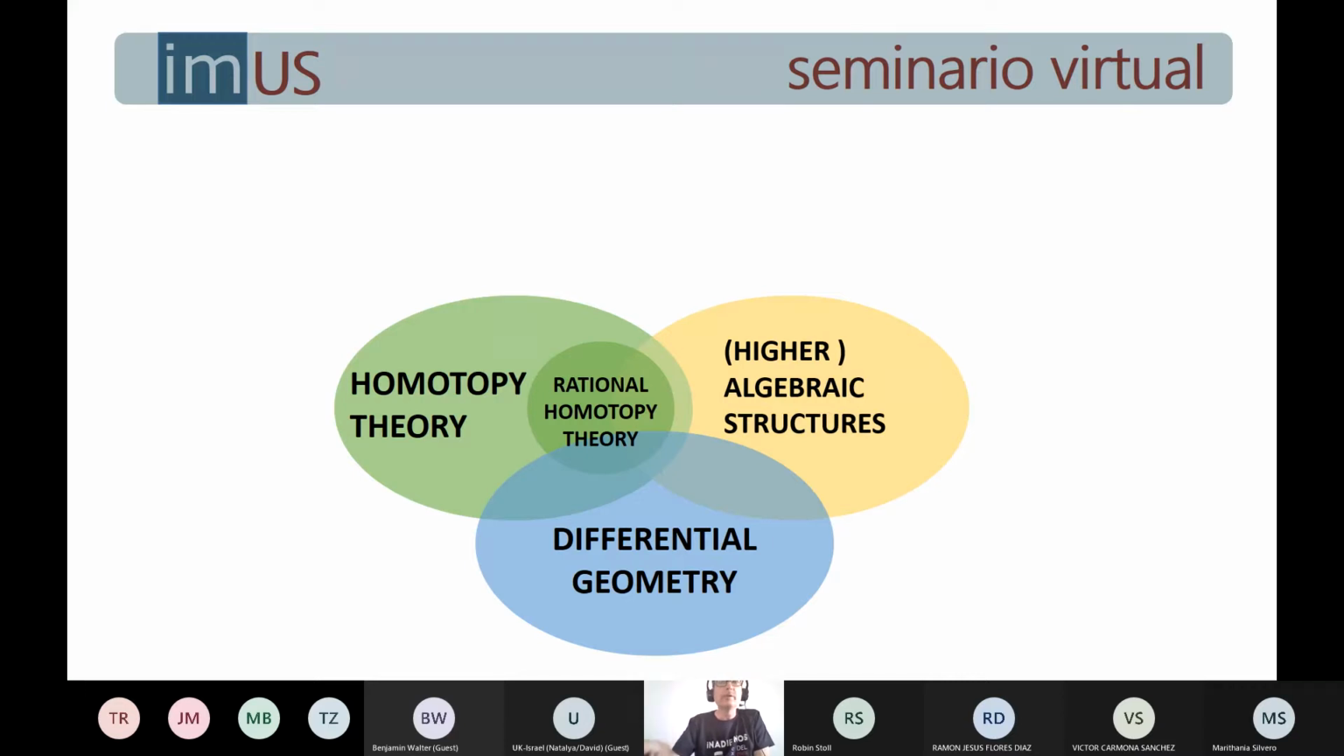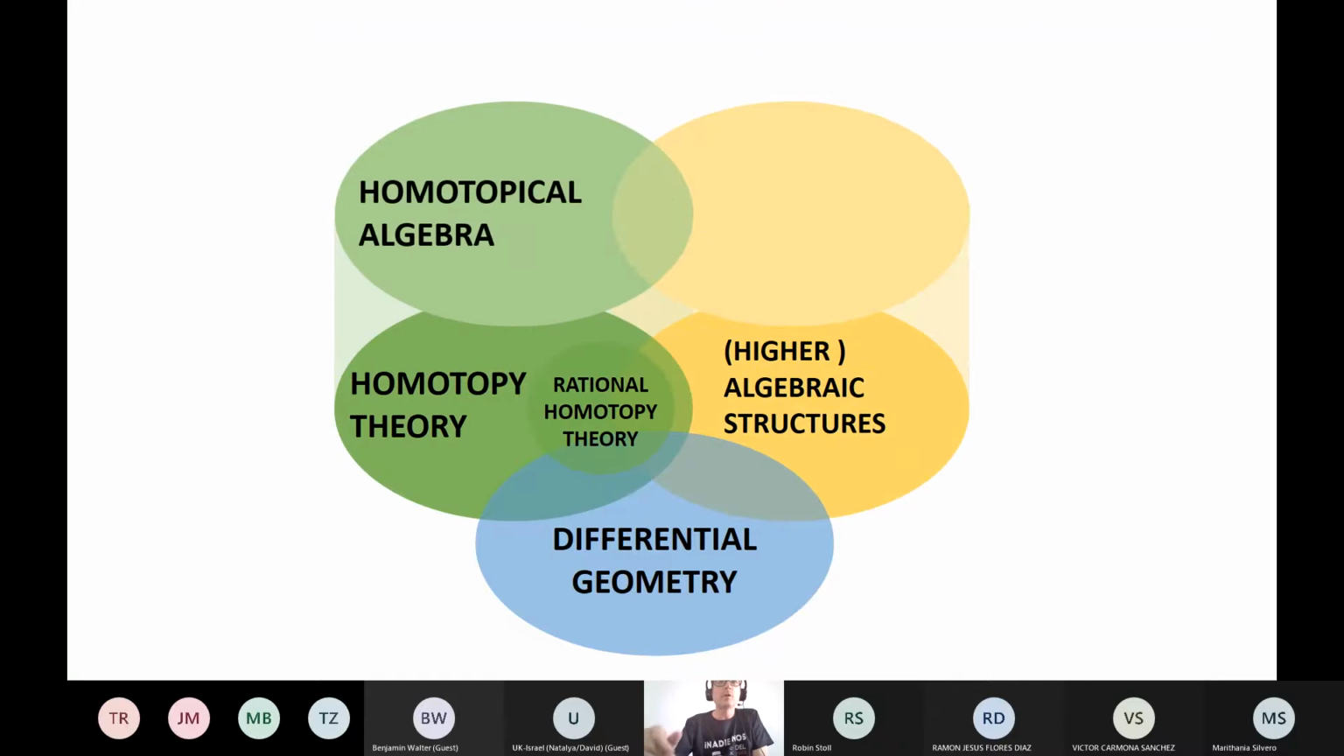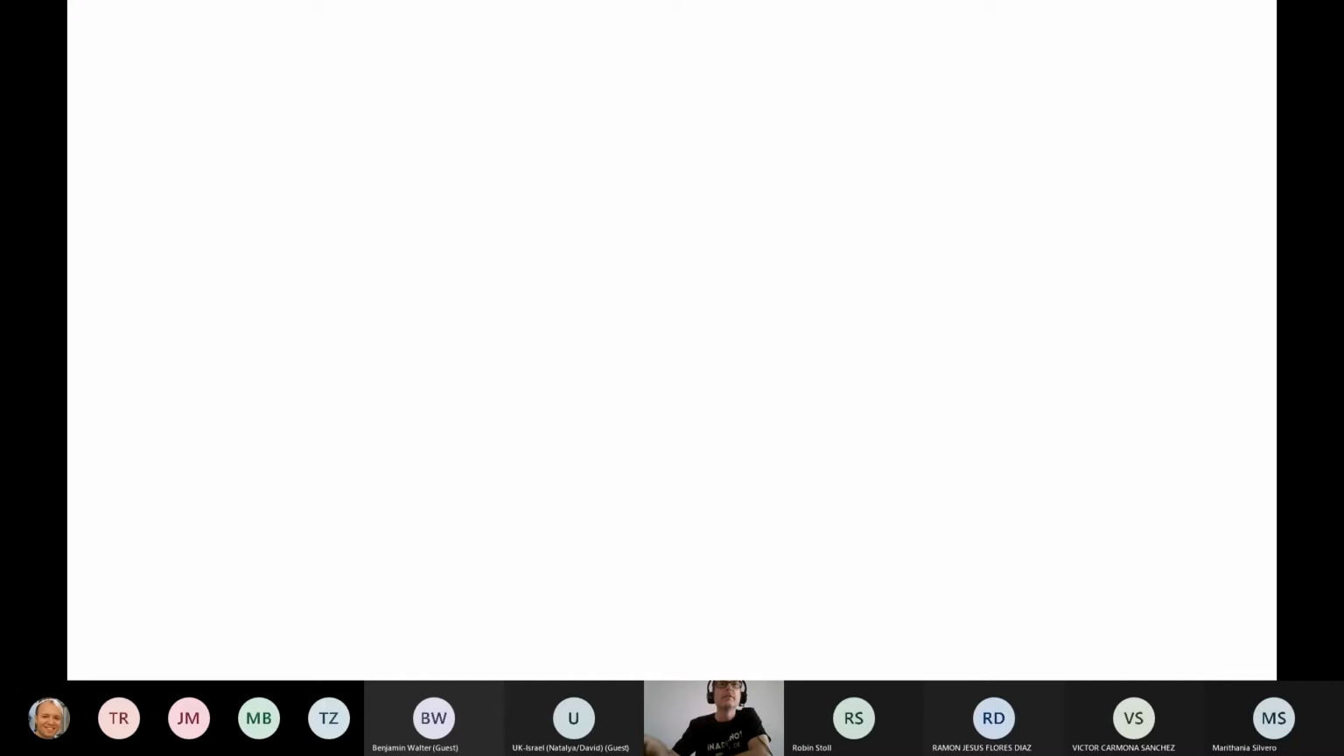In fact, rational homotopy theory was the first example of Daniel Quillen of something bigger, which was called homotopical algebra. And this seminar is oriented to operad theory. So I will speak about this intersection here in this picture. More generally, I will show some classical things in rational homotopy theory, and also some results in infinity structures. But let's start from the beginning, with some introduction to rational homotopy theory.